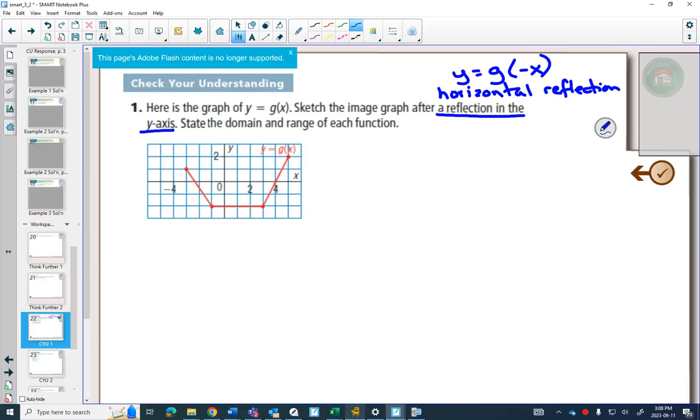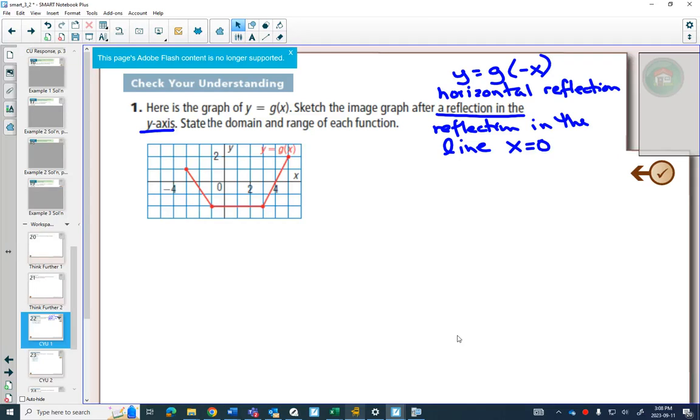And sometimes they don't say the y-axis. They might say reflection in the line x equals 0. Because x equals 0 is another name for the y-axis. It's good to be able to read something and then interpret it in different ways. To switch from reflection in the y-axis is a very easy graphical thing to imagine. Okay? But the g of negative x is also important for the algebra, because that's telling you your x values are changing.